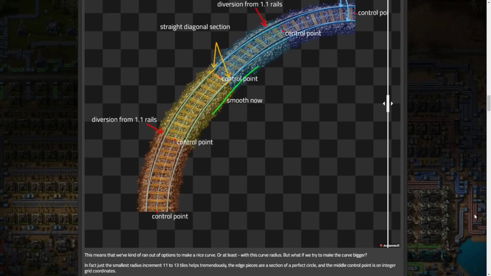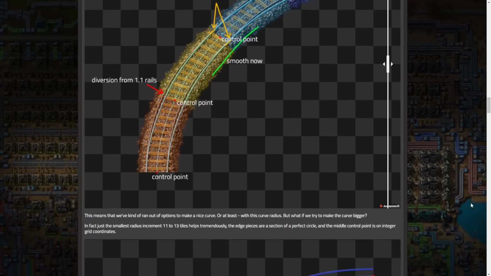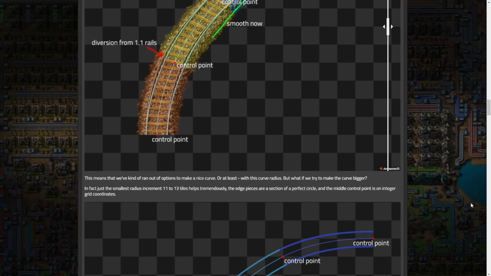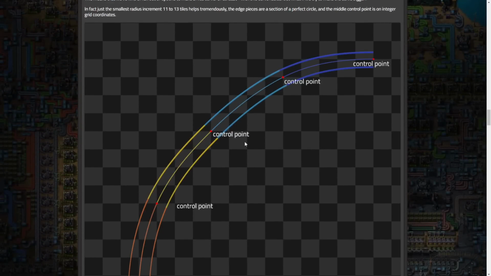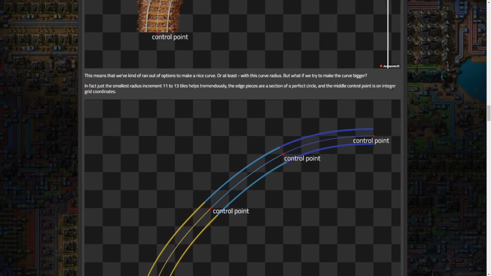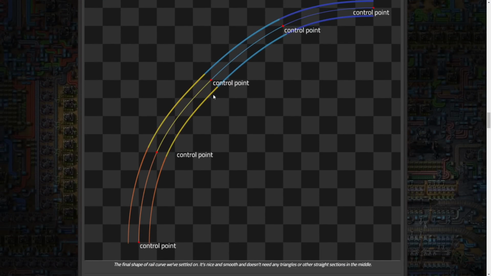This means that we've kind of run out of options to make a nice curve, at least with this curve radius. But the solution turned out to be to just make it bigger. A slight increase from 11 to 13 tiles makes a huge difference. The edge pieces are a section of a perfect circle, and the middle control point is on an integer grid coordinate, which you can see right here. And then it just generally looks cleaner. It's a much cleaner curve. The ends look nice. Again, this is where it should be with the control points, and it just makes the whole thing work better. The final shape of rail curve we've settled on is nice and smooth and doesn't need any triangles or any other straight sections in the middle.